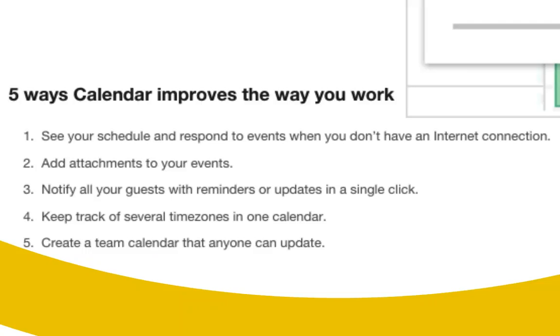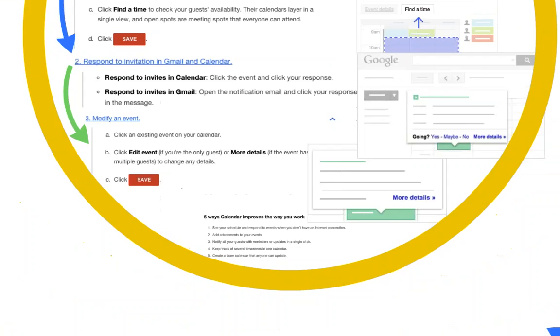So some ways that Google Calendar can improve your productivity. Just like Gmail, you can also use it offline if need be. You can add attachments to your event, such as PDFs or Excel spreadsheets. You can notify all your guests through the event with a single click. And if there are people on your event in different time zones, it also keeps track of that. And last but not least, you can set up a team calendar that anyone can update, which is very cool.